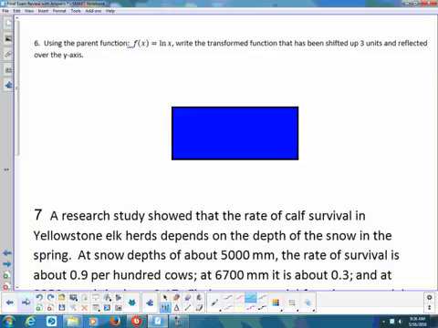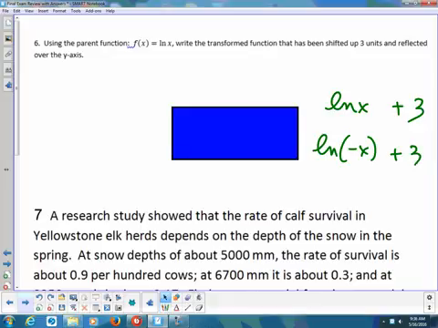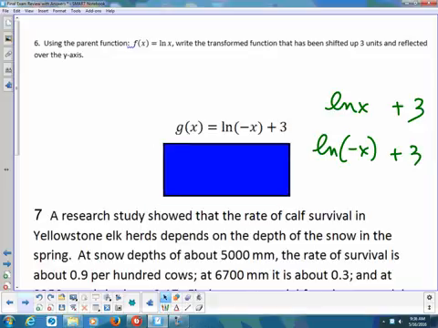Shift it up, so plus 3. So plus 3 at the end? Yeah. Okay, so I want ln of x plus 3, and I want to reflect it over the y-axis with the x. So I want a negative with the x. So I should have ln of opposite of x, and then plus 3. So here's our function. Are we okay with this?